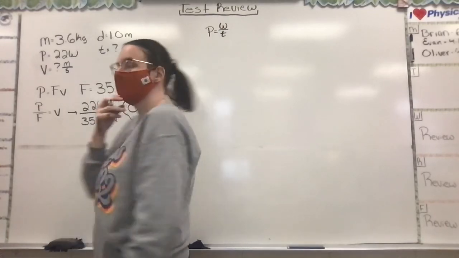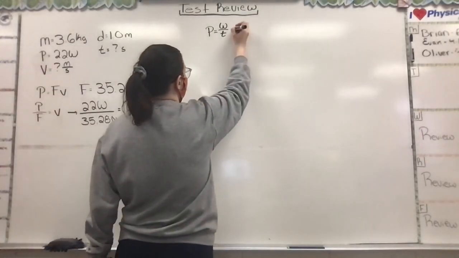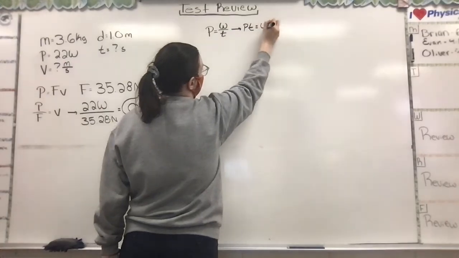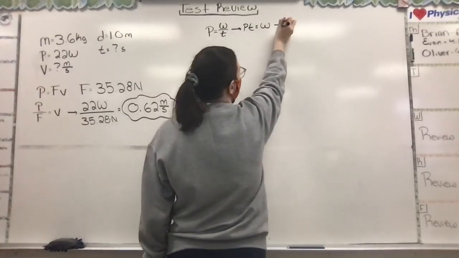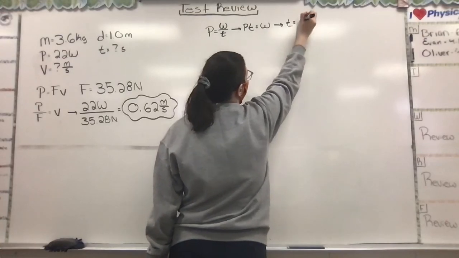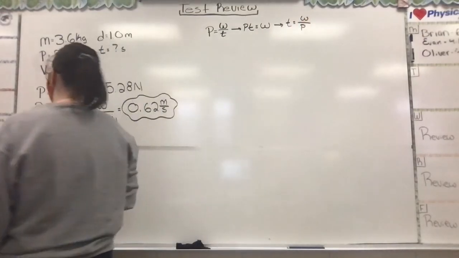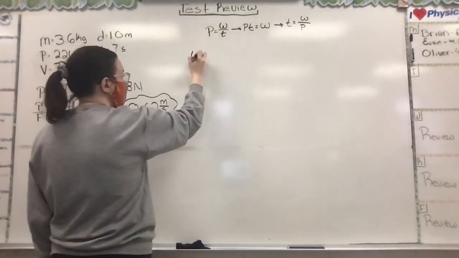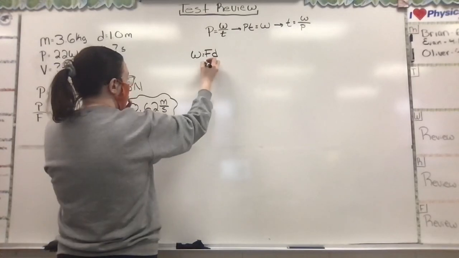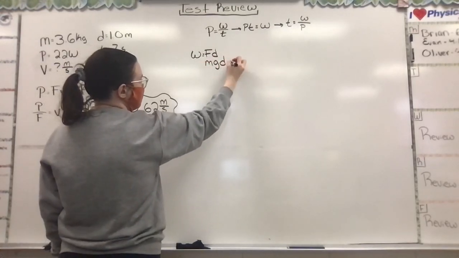First, you gotta rearrange it to solve for time. You gotta multiply time by work, and then you're gonna divide by power. Okay, so we have the time is work over power. So what do we need to find? Work. How do we find work? Mass times acceleration, or 9.8, times distance. Yeah, so we're going to do mass times acceleration due to gravity times the distance.